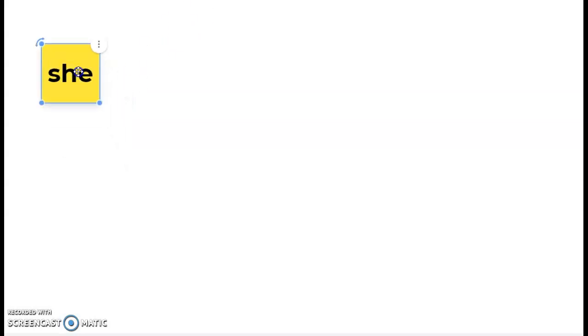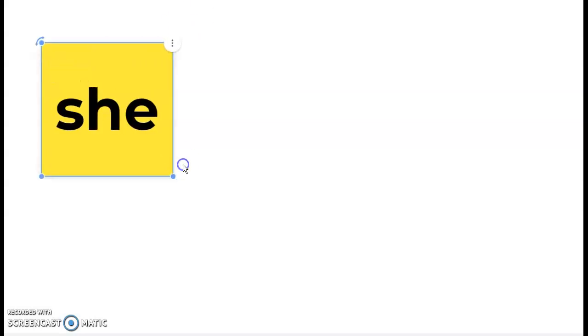First, let's look at this word on my screen. This is the word she. What do you notice about the word she? Do you see any consonant clusters? What letters do you see at the beginning of the word she? We see SH. SH is a consonant cluster.